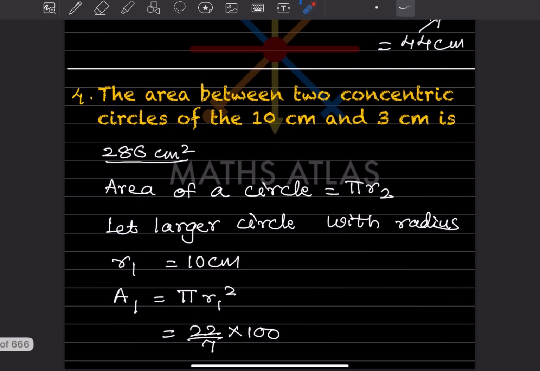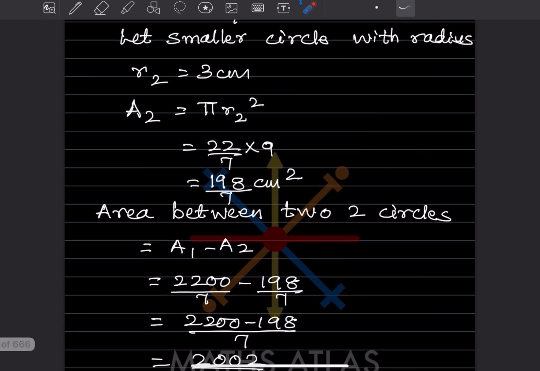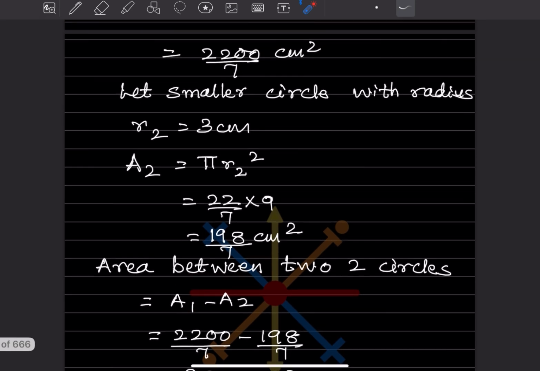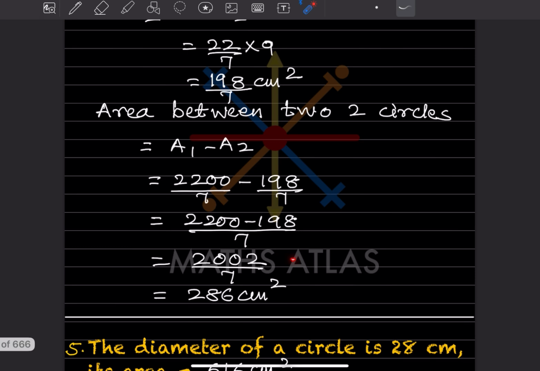So they asked you the area between two concentric circles. So what you will do, you will subtract, because we want the area between two circles. So A1 minus A2. So now we will do this minus this one. So that is all what is written. So the denominator is the same. So we can put it 1, that is the LCM here. So when you subtract this, it comes to 2002 divided by 7. And when you divide this, you get 286. You can divide and see, that will be 286.